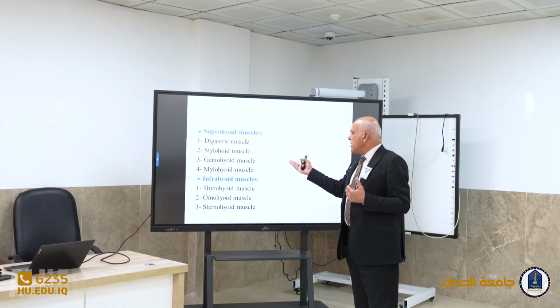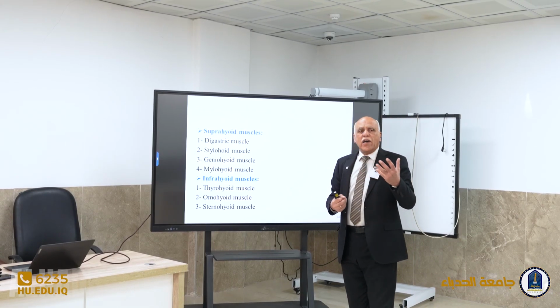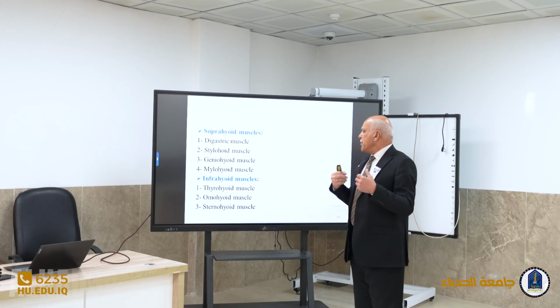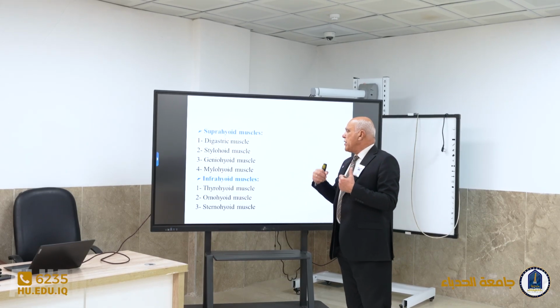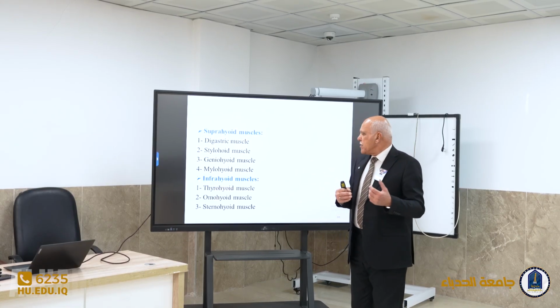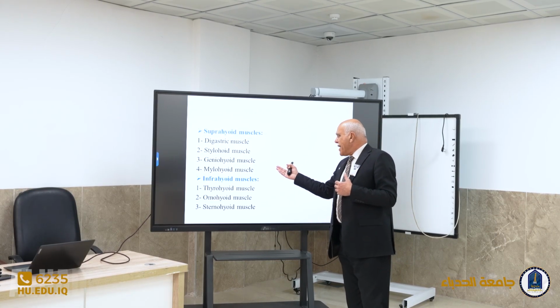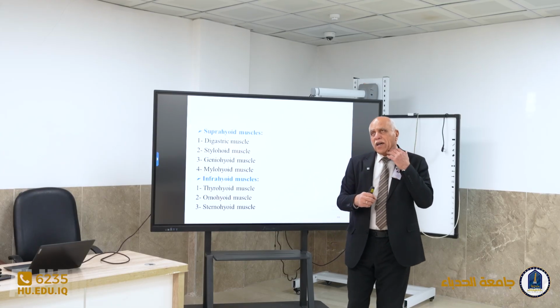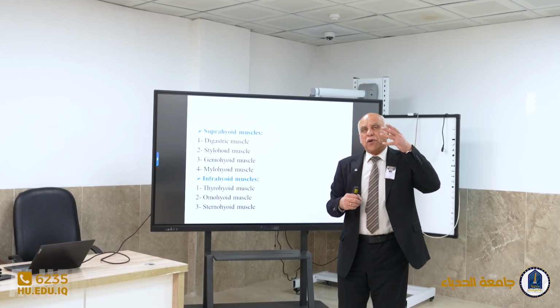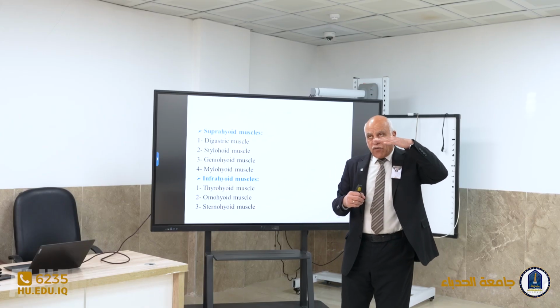Second muscle, which is called stylohyoid muscle, between the styloid process and the hyoid bone. Other muscle, geniohyoid muscle, between the genial tubercle of the mandible and the hyoid bone. The other muscle, mylohyoid muscle, between the body of the mandible and the hyoid bone. So these are the suprahyoid muscles. That means above the level of the hyoid bone.